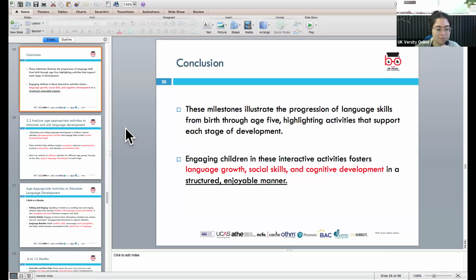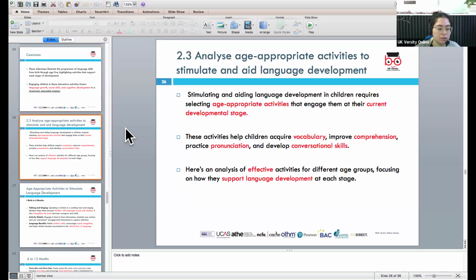Okay, now coming on to our next section. I believe this would be the final one. We're good on time today.